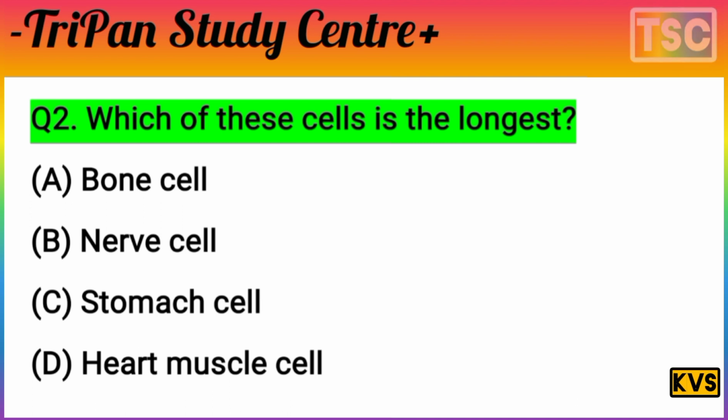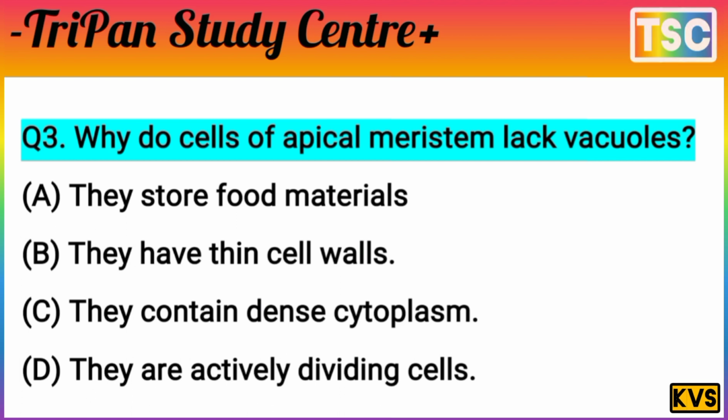Let's see the next question. The next question on your screen. Question here: why do the cells of the apical meristem lack vacuoles? You know that question is very interesting.